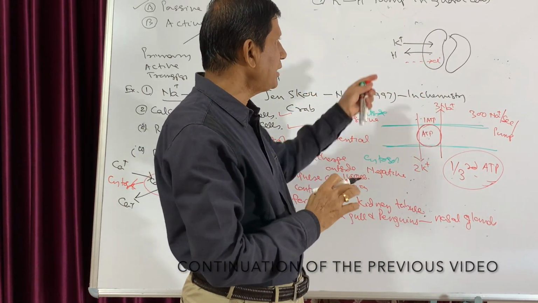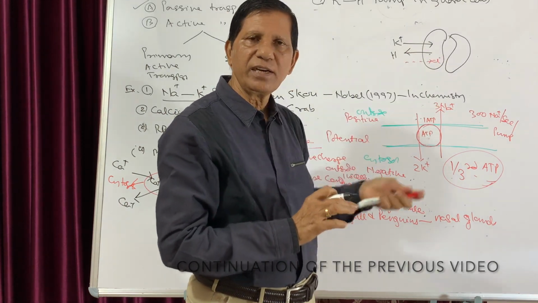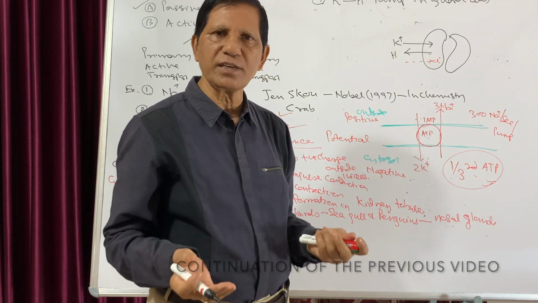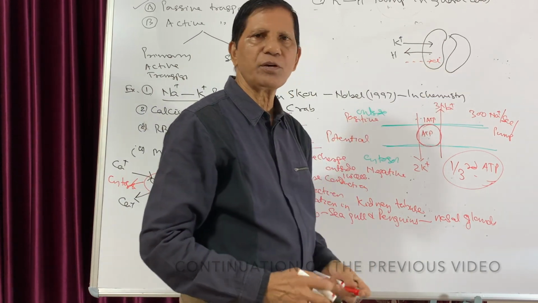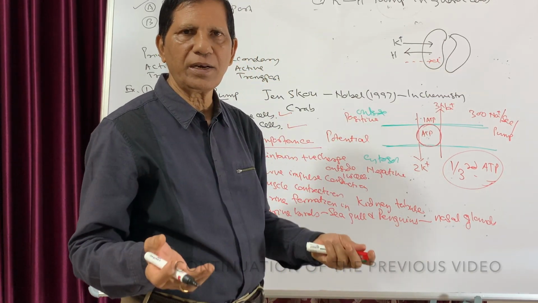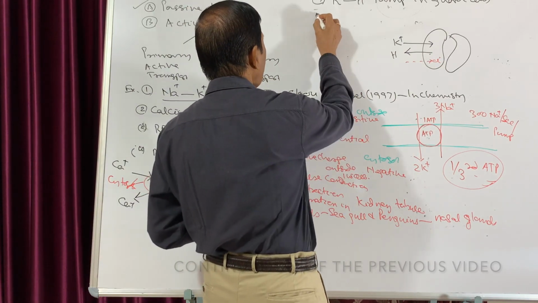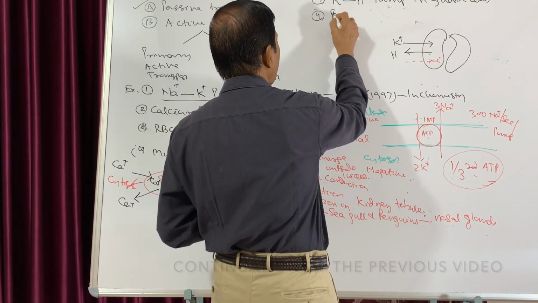But when potassium ions enter the guard cells, it will increase the concentration of the guard cells. There will be endosmosis and it will lead to the opening of the stomata. So this is also one active process. And now the fourth example, that is the proton pump.